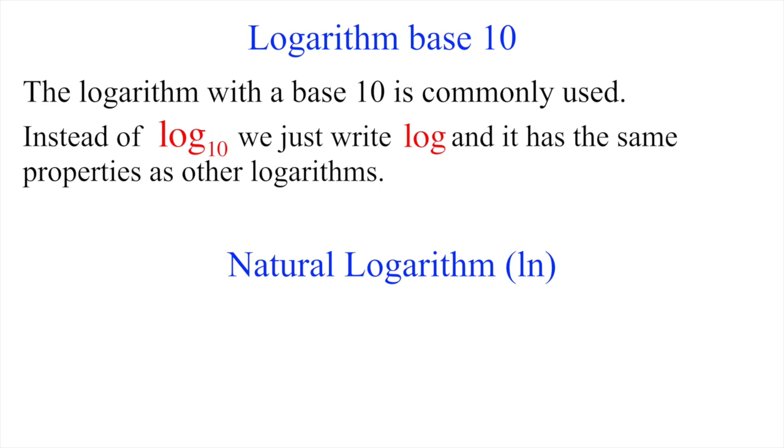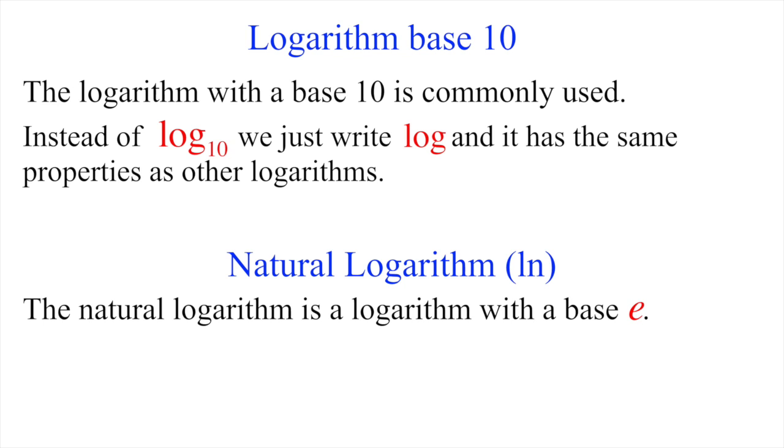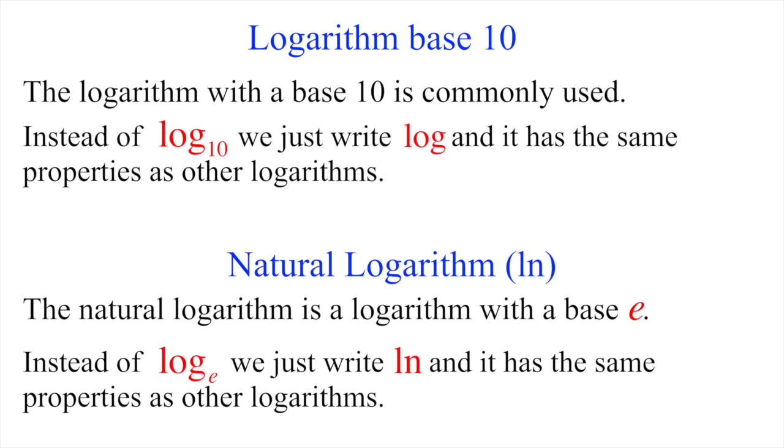The other most commonly used one is a natural logarithm, a logarithm with the base e. Now we know our number e from our previous lesson, that's 2.718 and change. So this one is a log base e, but instead of writing log base e, we'll just write ln. Natural logarithm is where we go. But it shares the exact same properties as the rest of them.